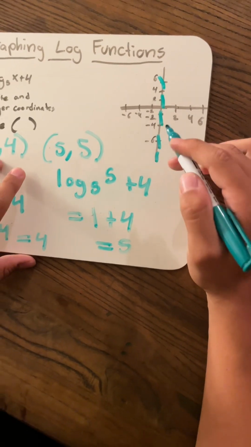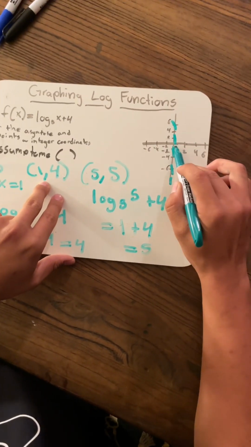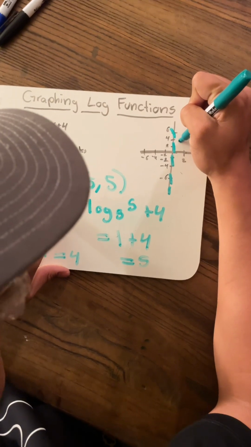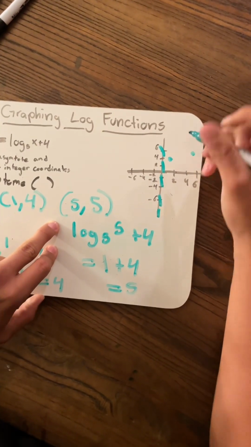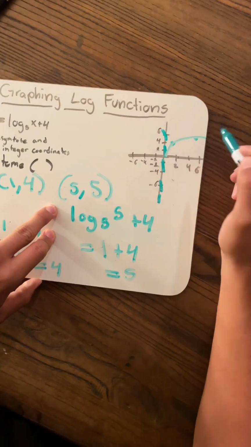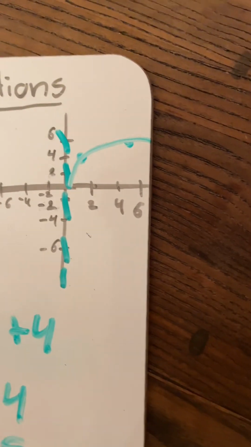And now we plug in our points. So we have 1 right here, and we go up 4 times. And then we have 5, which is around here, and we go up 5 times. And now it should be like that. And this is the first example.